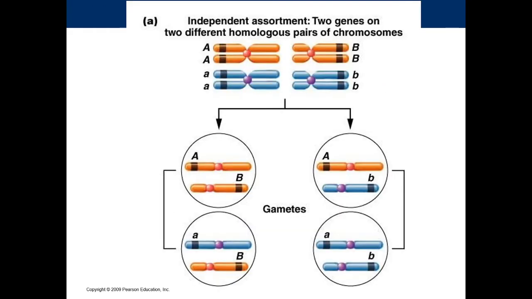Independent assortment. Two genes on two different homologous pairs of chromosomes. Big A, big A, big B, big B. Small a, small a, small b, small b. When they become gametes, you have big A, big B; big A, small b; small a, big B; and small a, small b.